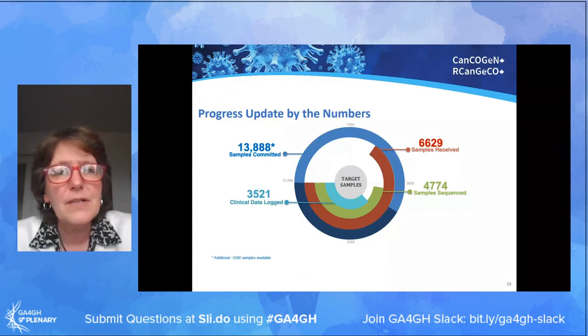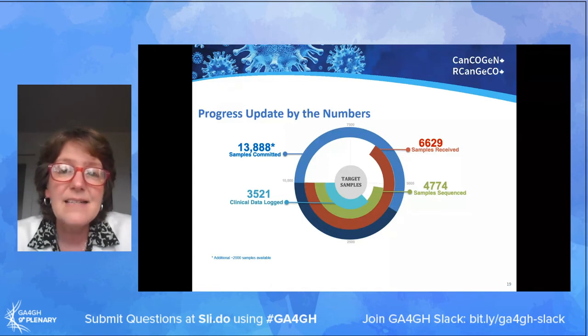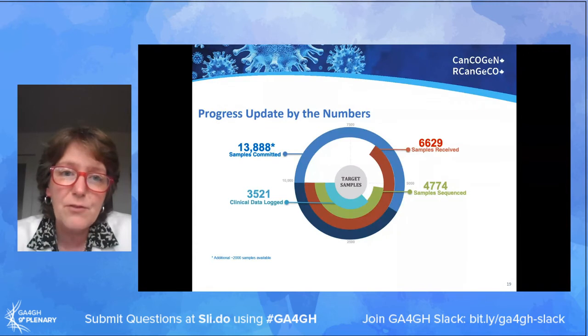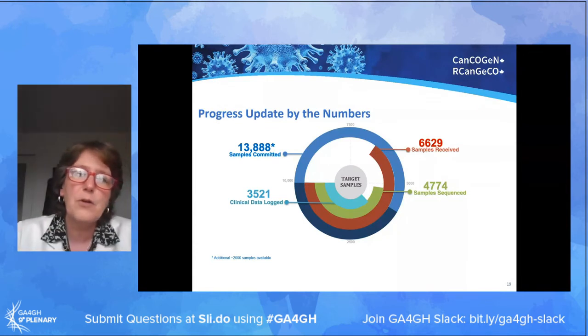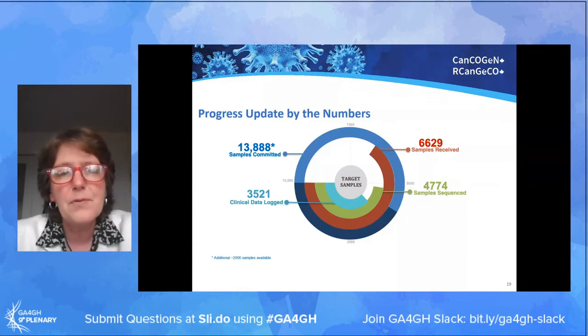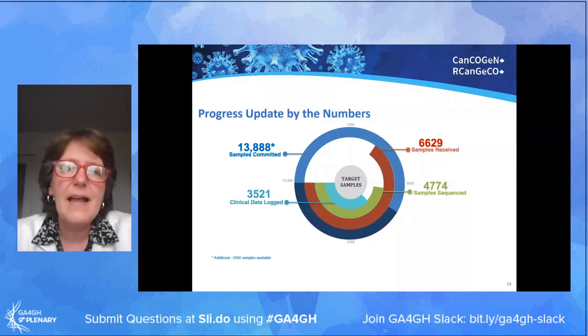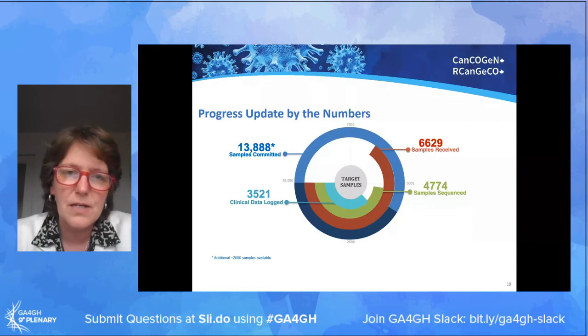So now we have a total of 13,888 samples committed and almost 6,700 samples that have been received, and a total of almost, getting now close to 4,000 samples that have been fully sequenced and that have also have all the clinical information collected.